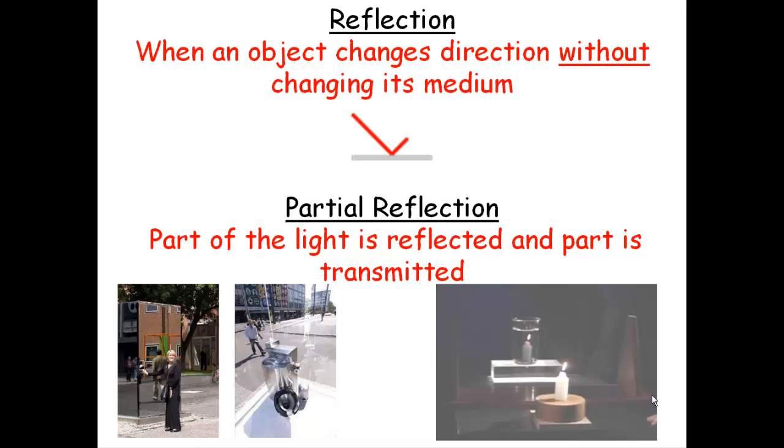Reflection, by definition, happens when light, or I guess it could be sound, hits an object and returns without changing the medium it's in. In other words, you might think of it bouncing off a wall, off a mirror. It doesn't go into the mirror, into the wall. That would be a partial reflection, when some of it actually goes through.